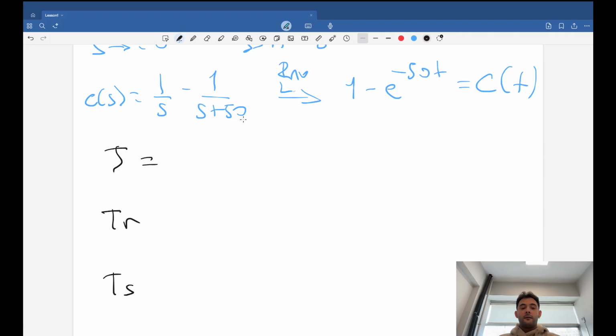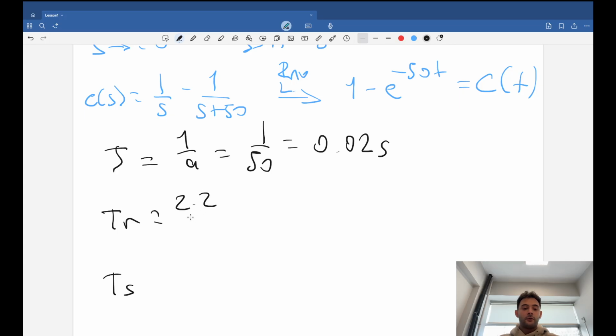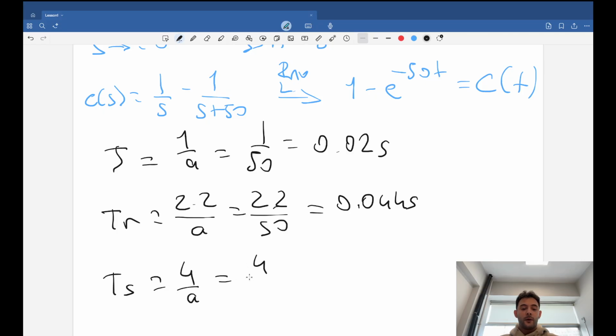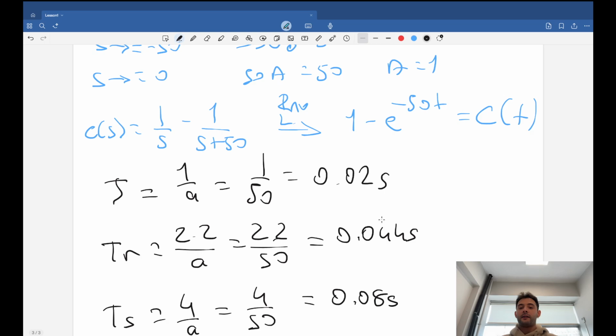So the time constant, as we learned, is 1 over a, and a was 50, right? 1 over 50, which is 0.02 seconds. And for TR, it was 2.2 over a, right? It's 2.2 over 50. I believe it was something like 0.044 seconds. And settling time is 4 over a, which corresponds to 4 over 50. I believe it was something like 0.08 seconds. So this is how you find the response of a first order system and get the corresponding values of time constant, TR and TS.